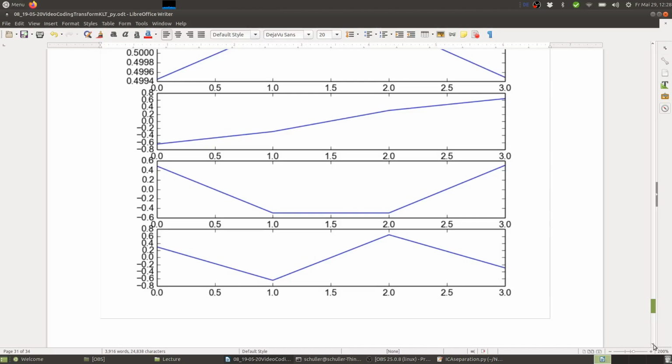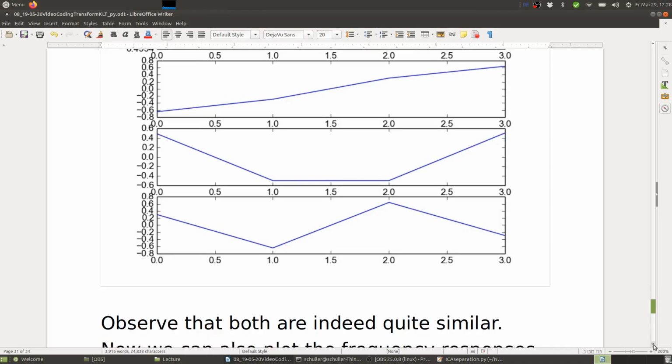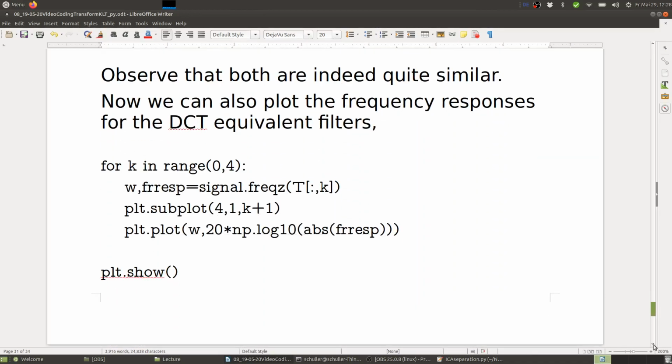And this is quite interesting because the KLT was derived from statistics of our natural image, and the DCT comes from a formula, right? Quite different origins. So now we can plot the equivalent filters of the DCT with this code here.